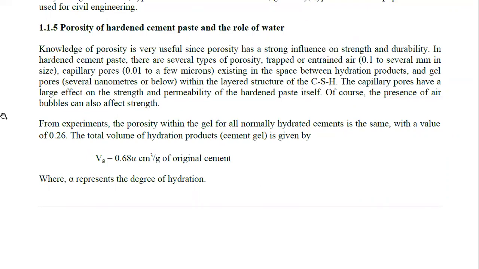So basically जब भी सीमेंट का आप पेस्ट बनाते हैं तो उसमें कहीं ना कहीं पोरोसिटी या एयर इंट्रेन थोड़े थोड़े रह जाते हैं. अगर एयर इंट्रेनमेंट की बात करेंगे विच इन द साइज ऑफ 0.1 टू सेवरल एम एम, 0.1 mm टू सेवरल एम एम तक रह सकते हैं. कैपिलरी पोर्स होते हैं विच इन द साइज ऑफ 0.01 से लेके certain amount of microns तक.